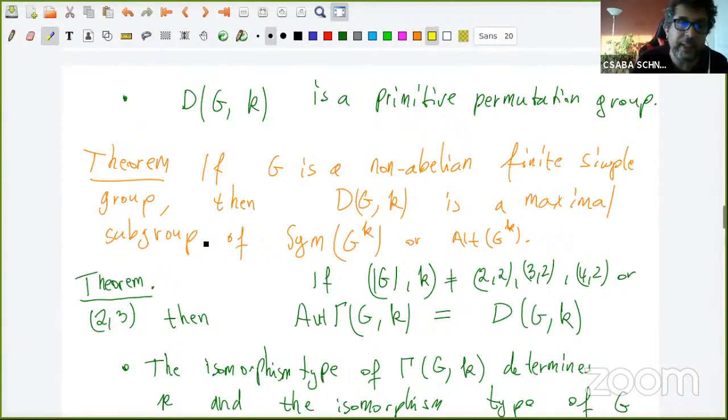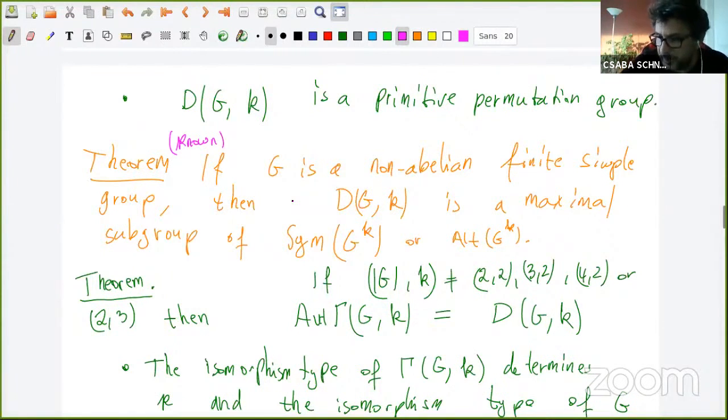So this is the theorem. This is not our theorem; this theorem is known. As I said, whenever I don't attribute a theorem to someone, it would be ours, but this is not ours. This was known before: if G is a non-abelian finite simple group, then this diagonal group is going to be a maximal subgroup of either the symmetric group or the alternating group.